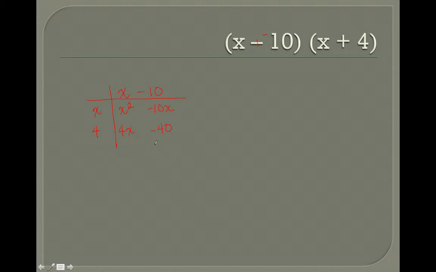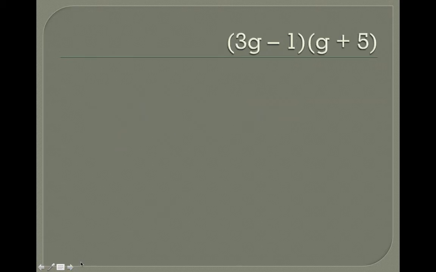Now I'm looking to find the simplified version of this answer. I know I've got one x squared term, but I have two x terms, and they're here along my diagonal, and we'll see later where we have a trinomial where they'll still be along the diagonal. I've got a 4x and a -10x. So I've got a -6x, and then I've got one constant, -40. So my final answer for multiplying these two binomials is x squared minus 6x minus 40. Let's try that again.